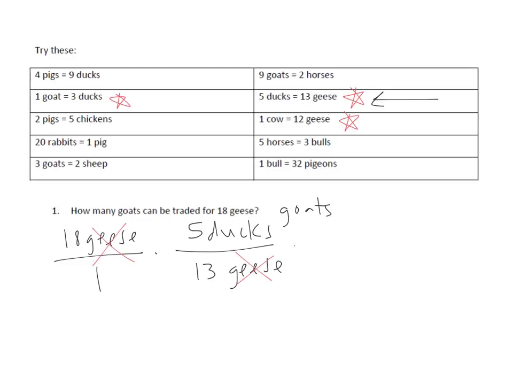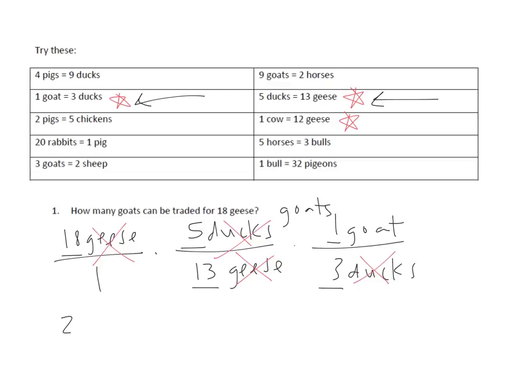Now I want to go from ducks to goats. And again, I'm going to use this one right here. I'm going to say 3 ducks is equal to 1 goat. And now my end result is in goats. So now I just have to multiply 18 by 5 by 1 and divide that by 13 times 3.